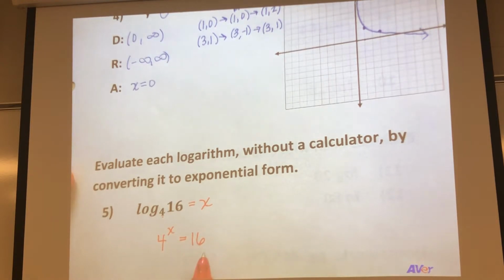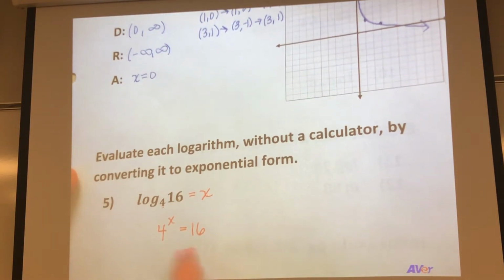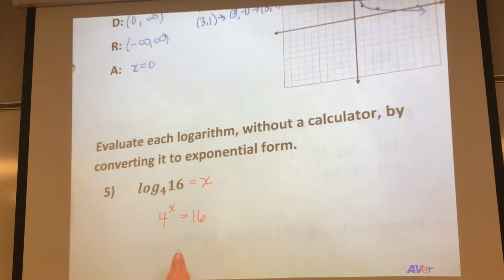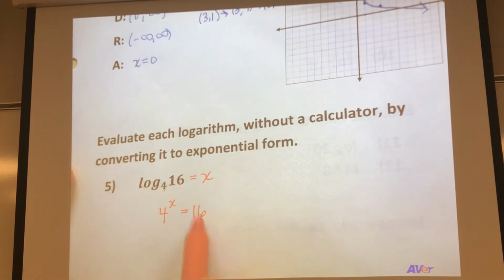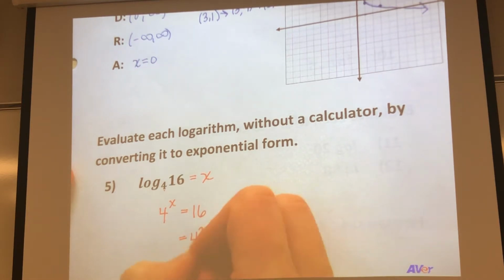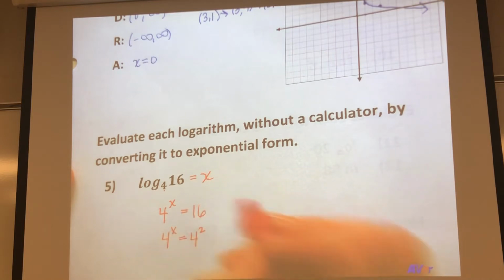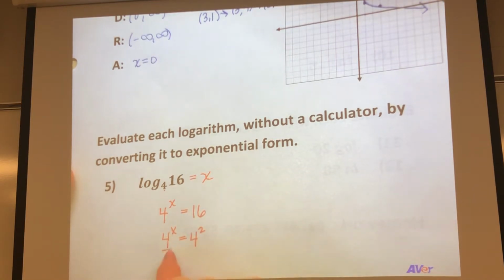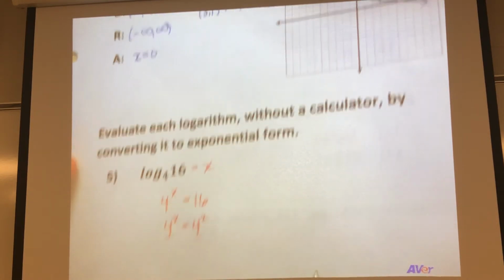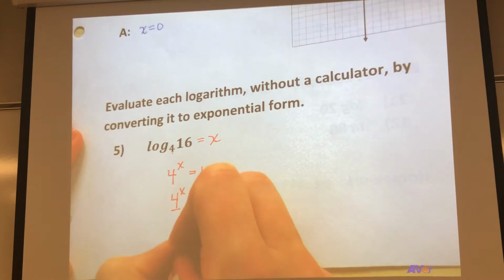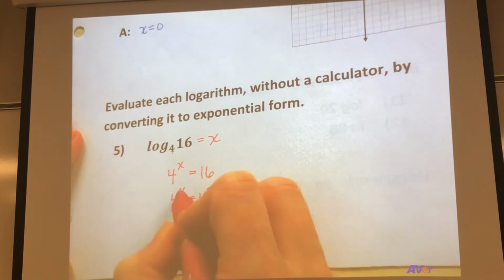We know that it's 2, but as they get more complicated, there's a concept I want you to get more comfortable with, and that's getting your bases to be the same. So I can rewrite 16 as 4 squared, because 16 is 4 squared. Notice now that I have a 4 as a base and a 4 as a base. Once your bases are the same, your exponents are equal to each other. So we know that x equals 2.